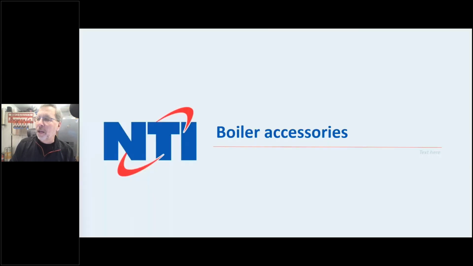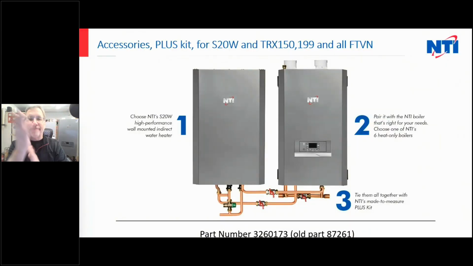Anyway, boiler accessories, plus kit: put an FTVN on the wall and the S20W, or one of the two large heat only 150 and 199 TRXs. You can have these on the wall in under 45 minutes. It comes with a low loss header for the heating system, and comes with a 3-way thermostatic valve for your domestic.